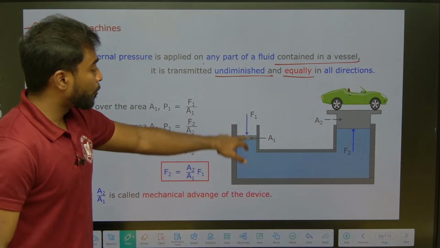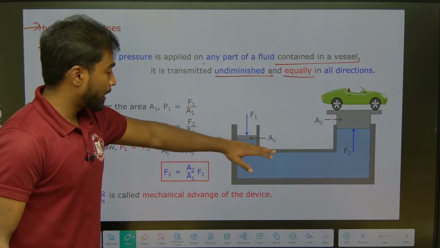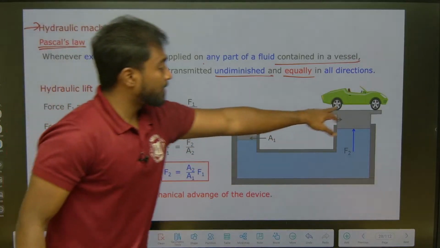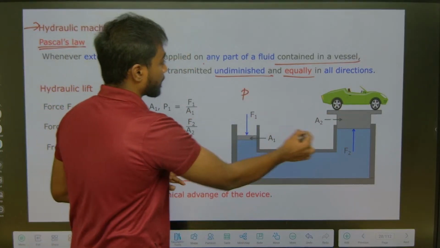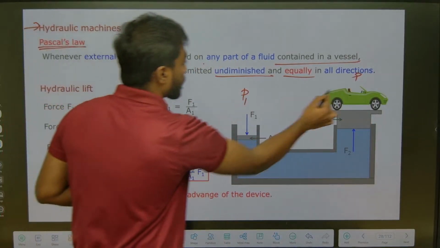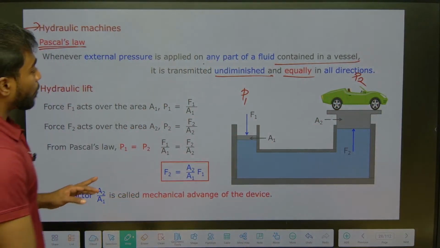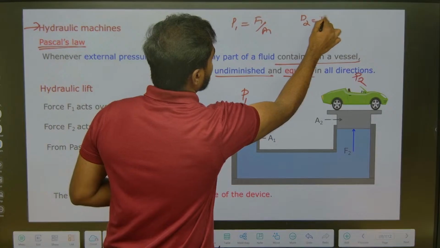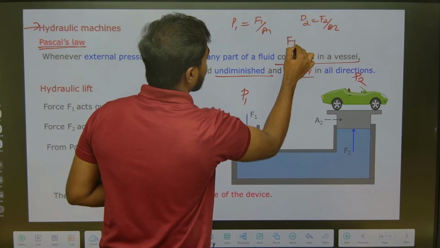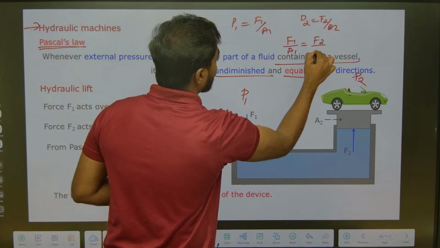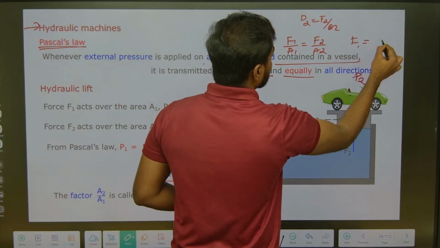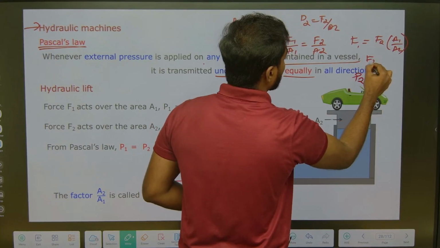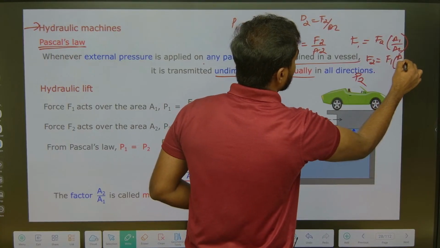Suppose I apply some force on an area; here also I will get some force, depending upon the area, but the pressure here and here will be equal. So P1 equals P2. P1 is F1 by A1, and P2 is F2 by A2. So F1 by A1 equals F2 by A2, where F1 is F2 into A1 by A2, or else F2 equals F1 into A2 by A1.